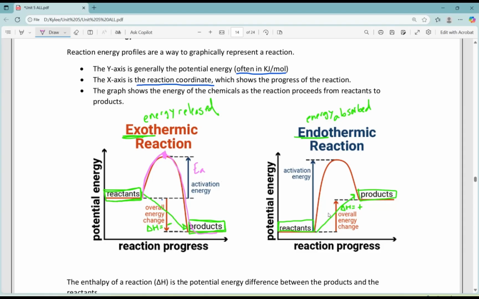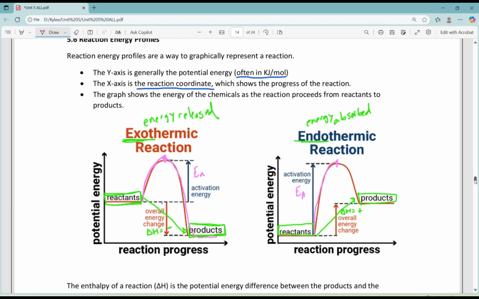Every reaction is going to have a different activation energy. So if I look at this endothermic one, I'm starting down here at the reactants and my hill is much higher. I have to go all the way up here. So this reaction would have a higher activation energy than the one on the left.